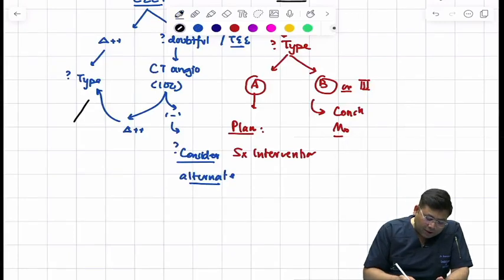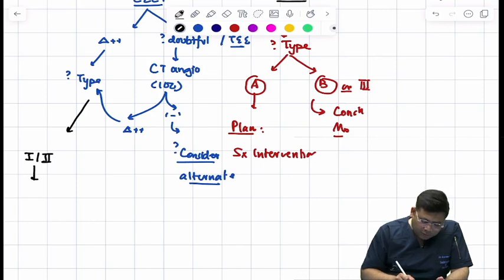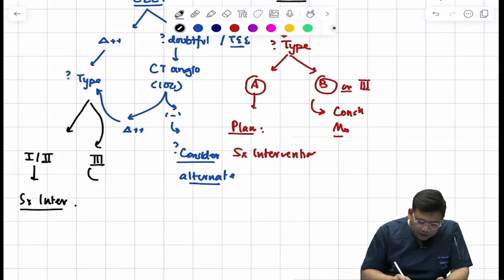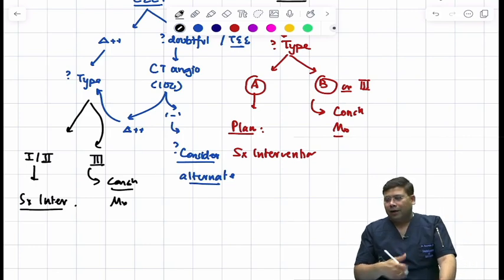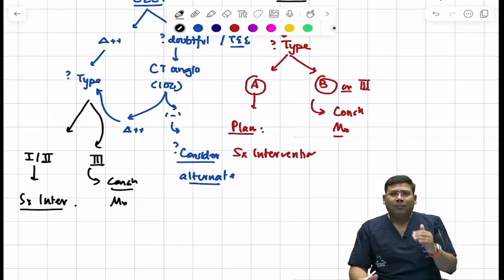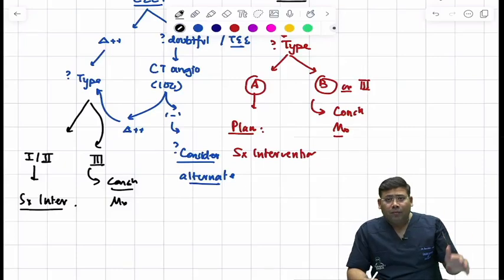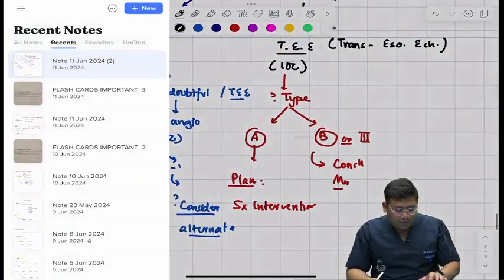Again, what type it is? If it is a DeBakey 1 or DeBakey 2, yes, you have to go for surgical intervention. But if it is the DeBakey type 3, then you will have to go for conservative management. In the ICU, you might control the pressure and prevent it from rupturing. This is the complete management.